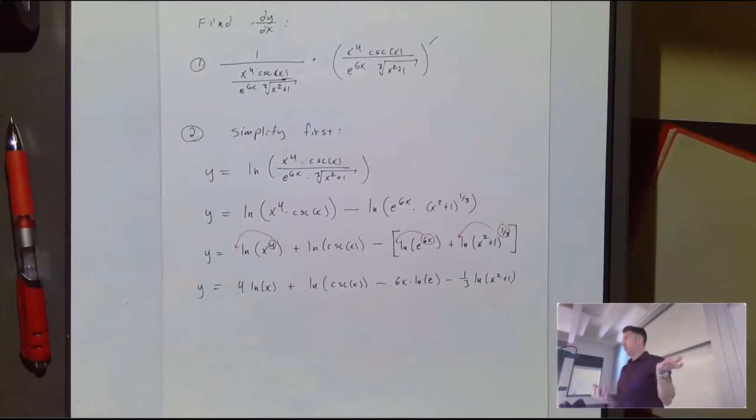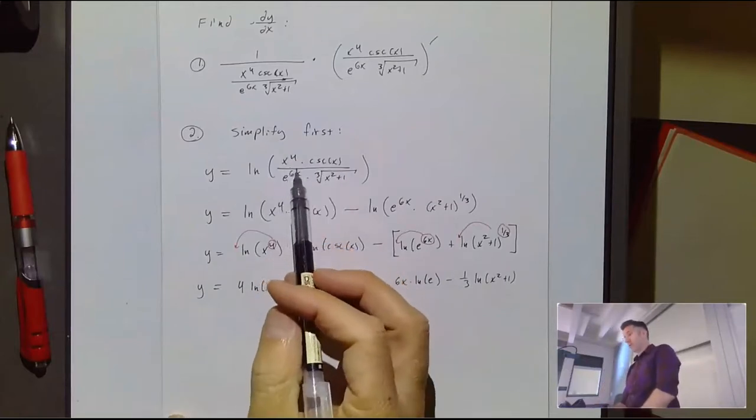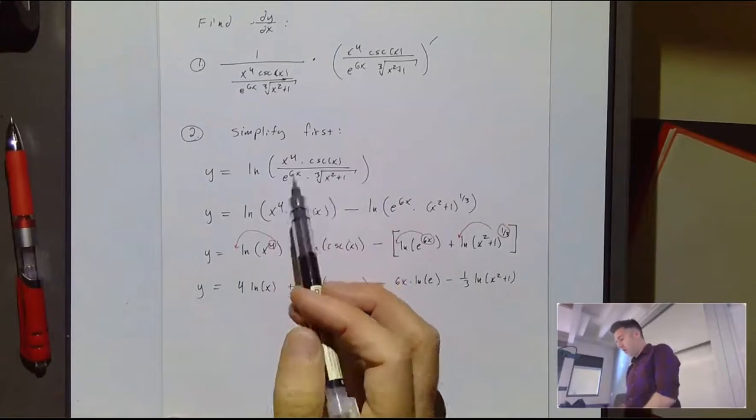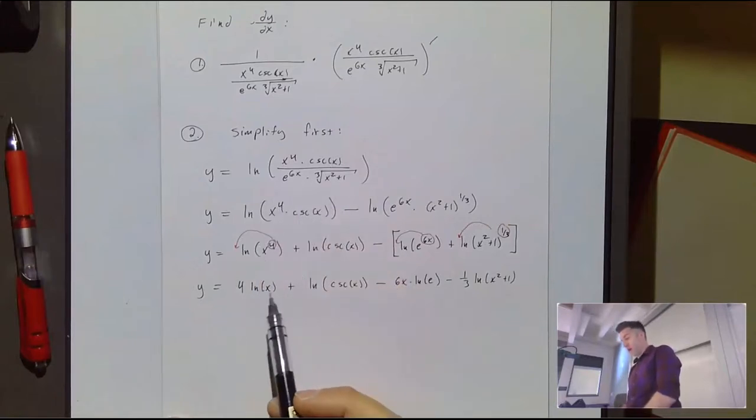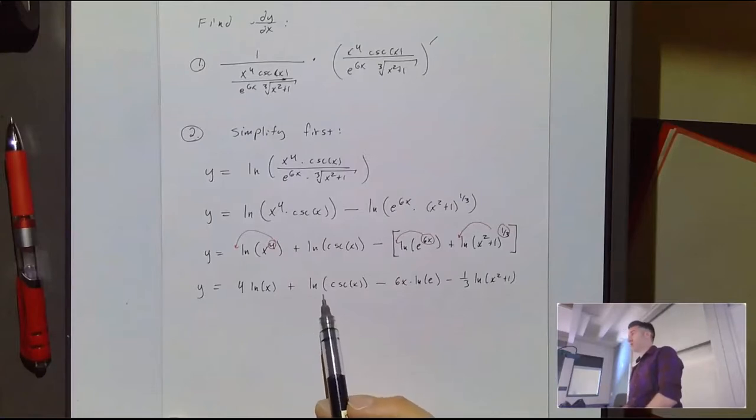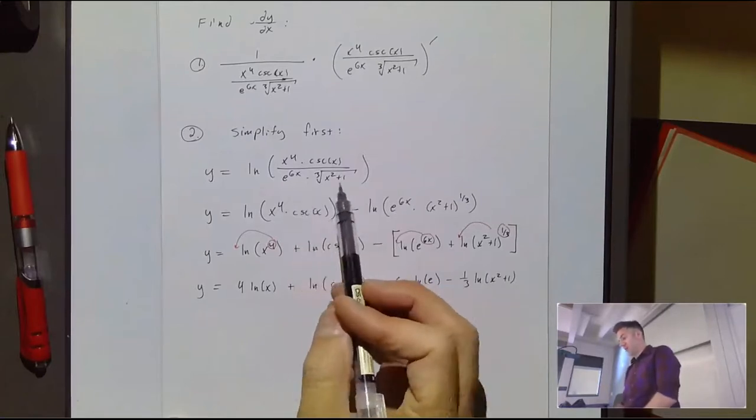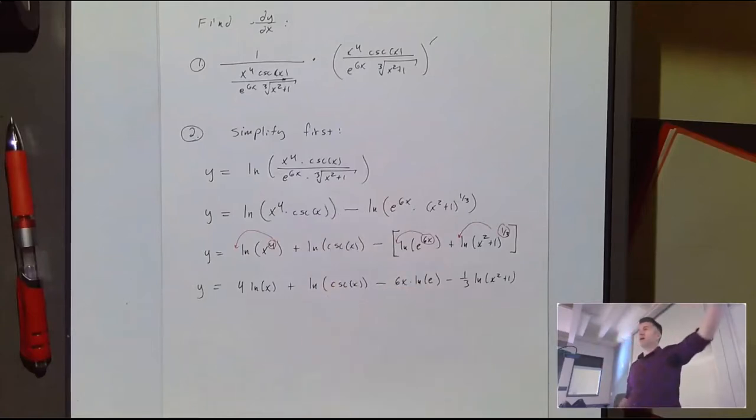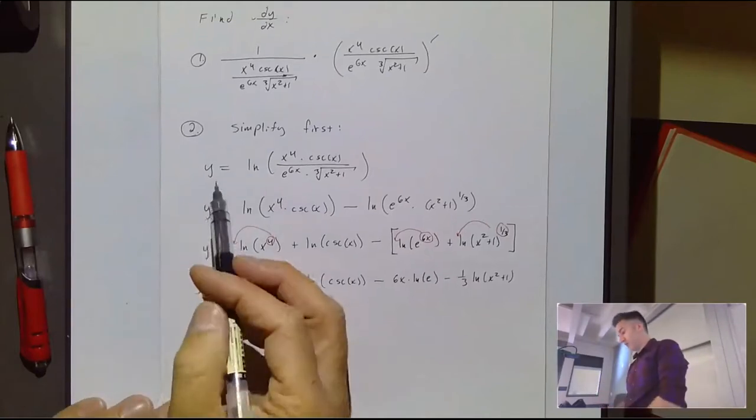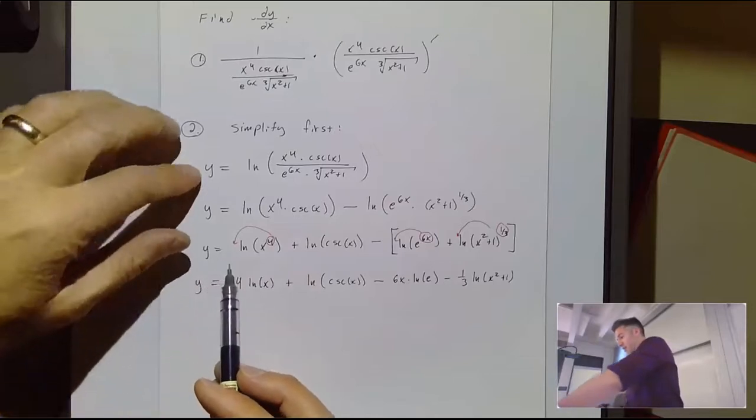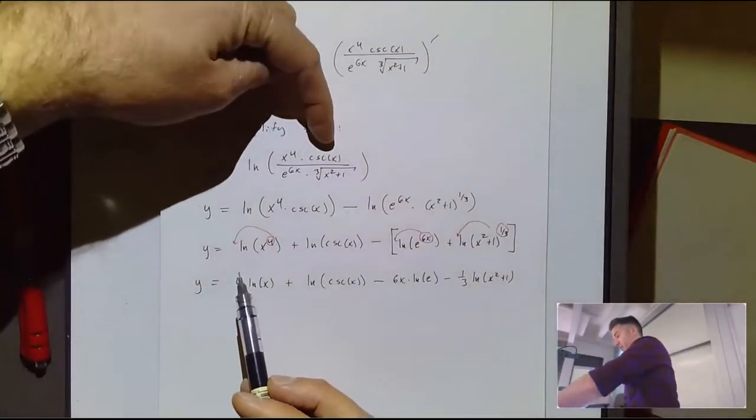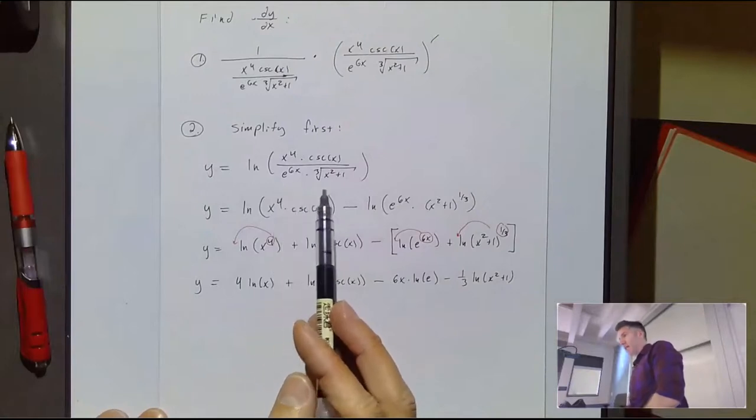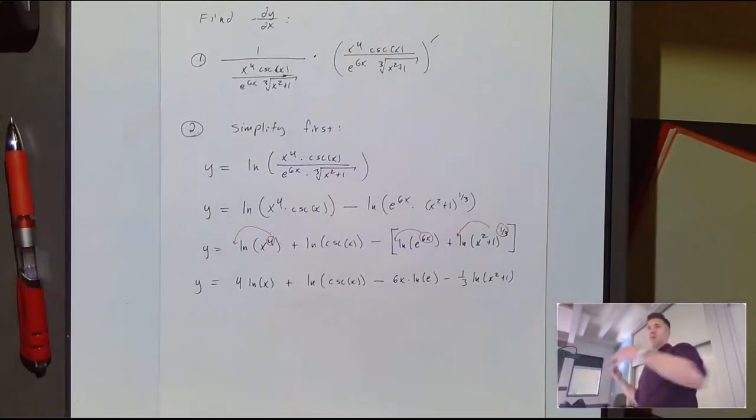Here's what I have observed over the years. When you do this, the factors in the numerator, in this case, the x to the fourth and the cosecant of x, always end up with a positive coefficient. We have a positive 4 natural log of x and a positive natural log of cosecant of x. Whereas the factors in the denominator, e to the 6x and the cube root of x squared plus 1, end up with negative coefficients. So the top things are always positive, the bottom things are always negative. That's how it always ends up working out. So you could jump straight from here to here. Be like, oh, I know it's going to be the natural log of x to the fourth plus the natural log of cosecant of x minus the natural log of e to the 6x minus the natural log of the cube root of x squared plus 1. And then you can bring the powers down in the next step.